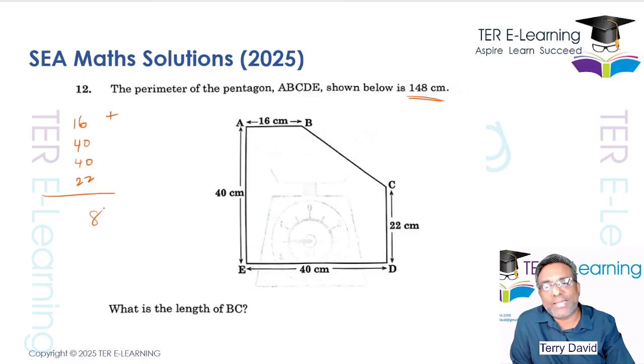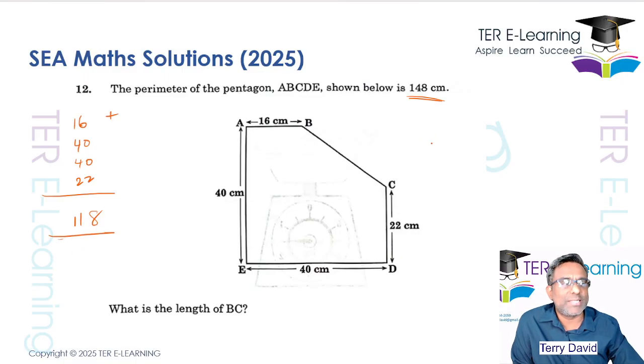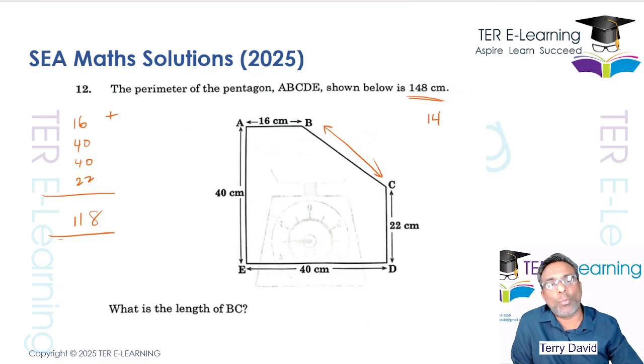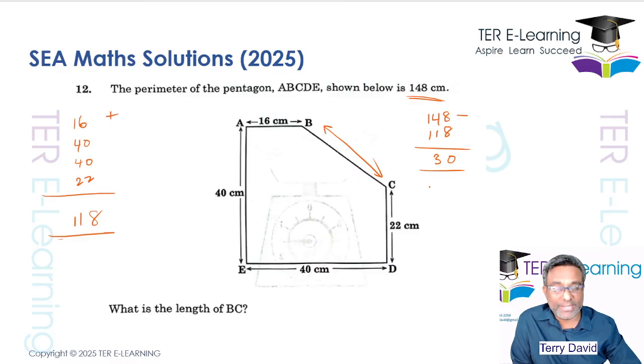So 6 and 2 is 8. 4 and 4, 8 and 2, 10 and 1, 11. So we have 118 accounted for. So all I need to do now is to take 148, because the length that we're trying to figure out is this unknown length here. So we're going to take 148 and subtract 118. In this case, 8 minus 8 is 0. 4 take away 1 is 3. So we're going to get 30 centimeters. So the answer for this one is 30 cm.